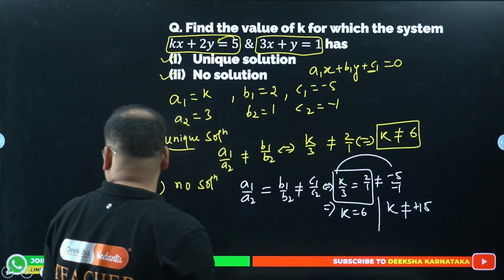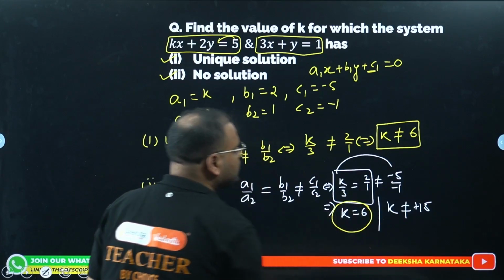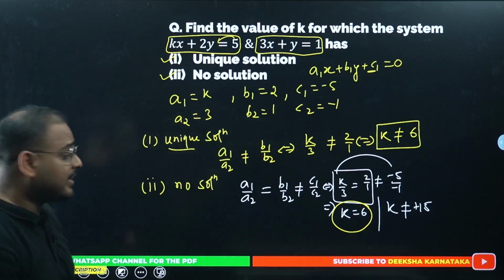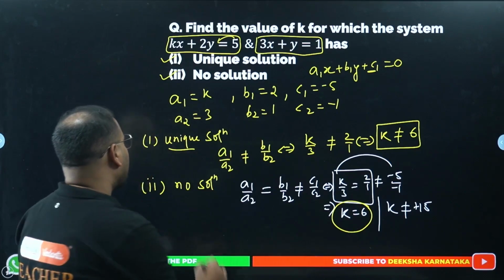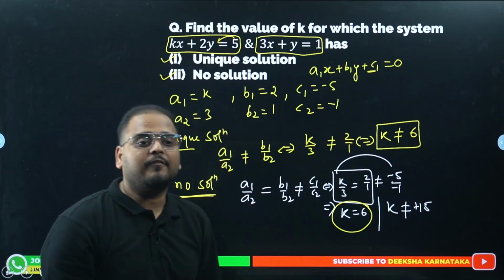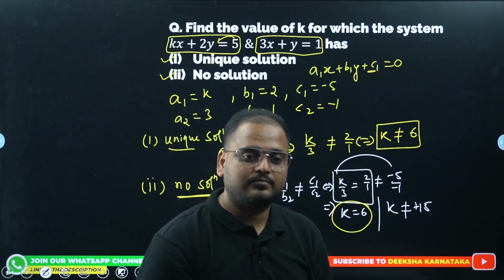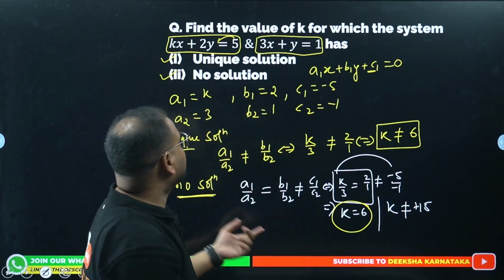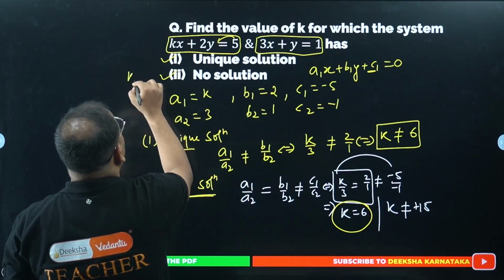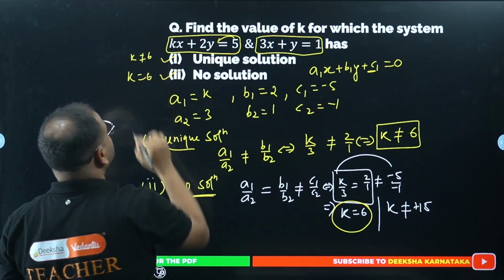So what is my answer? My answer is k equal to 6. So whenever I have k equal to 6, I will have no solution for the system of linear equations in two variables. So for this part, k equal to 6, and for this part, k not equal to 6.